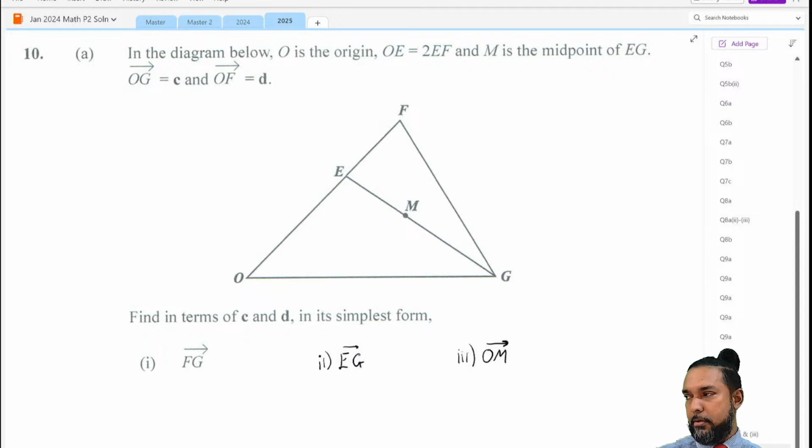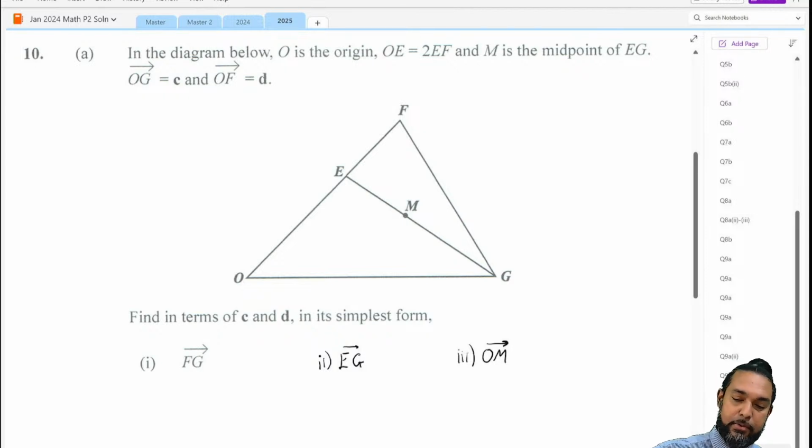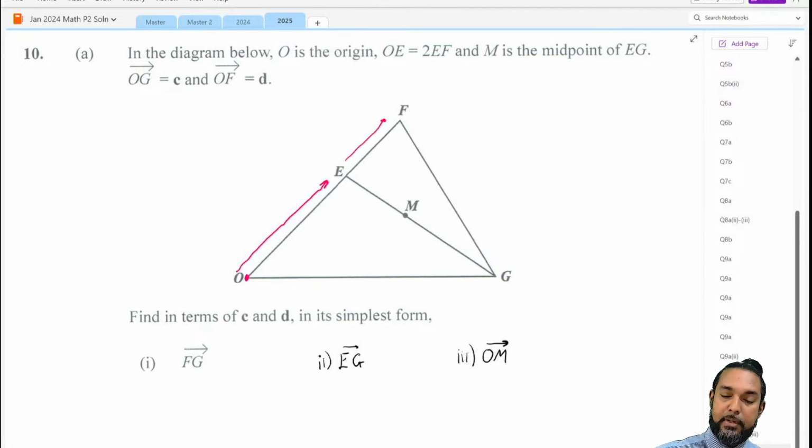Okay. In the diagram below, O is the origin. So they kind of have it on a graph page without having it on a graph page. So O is the origin, right? OE, which is this section here, is 2 times EF. So this OE here is 2 times that there. M is the midpoint of EG. A midpoint cuts a line segment into 2 equal halves, right? So we can make some notes.